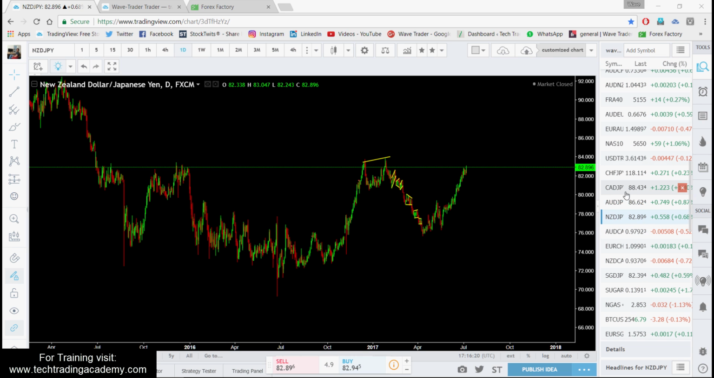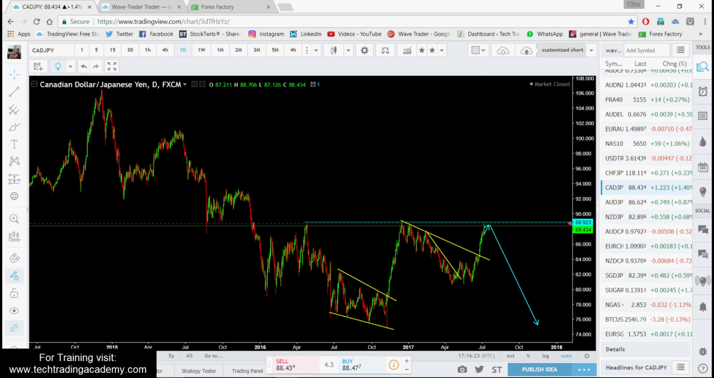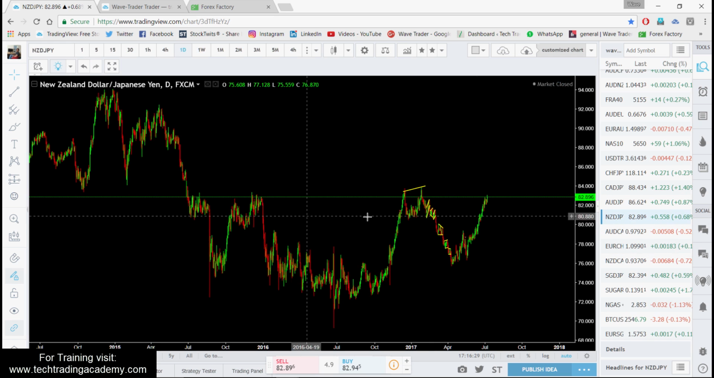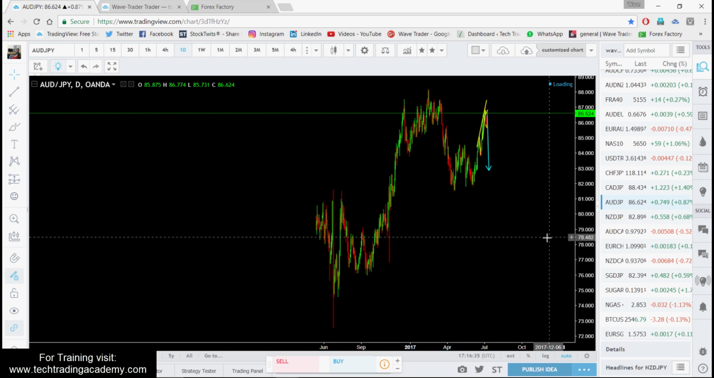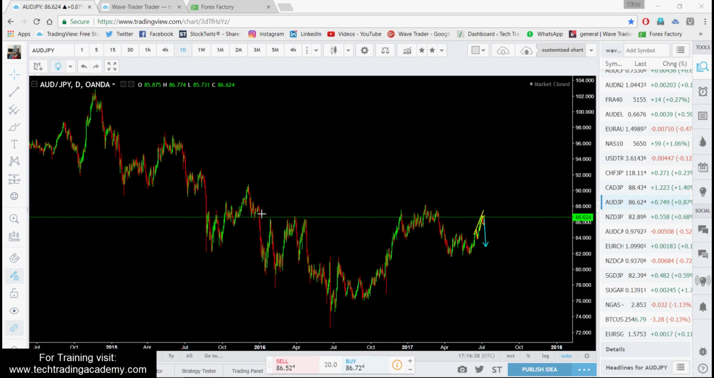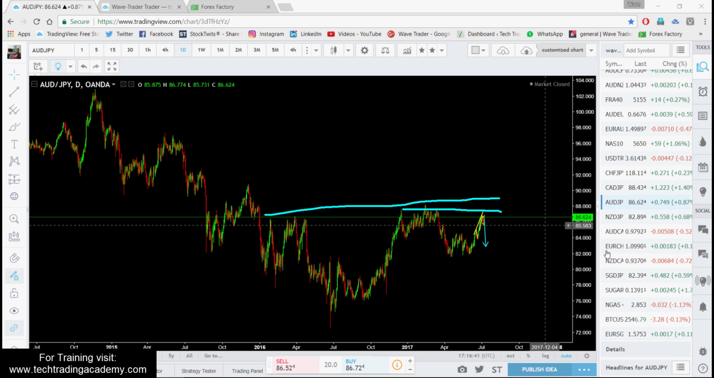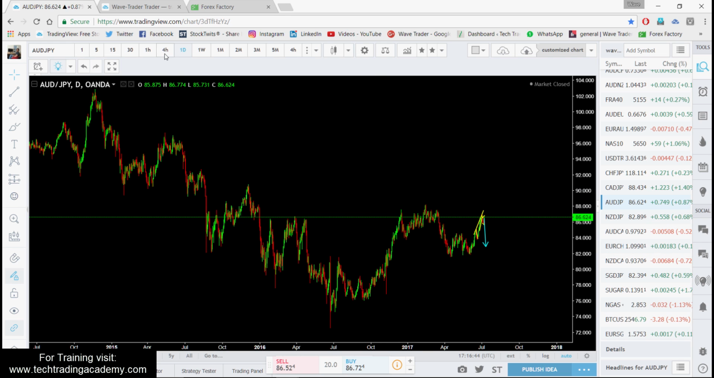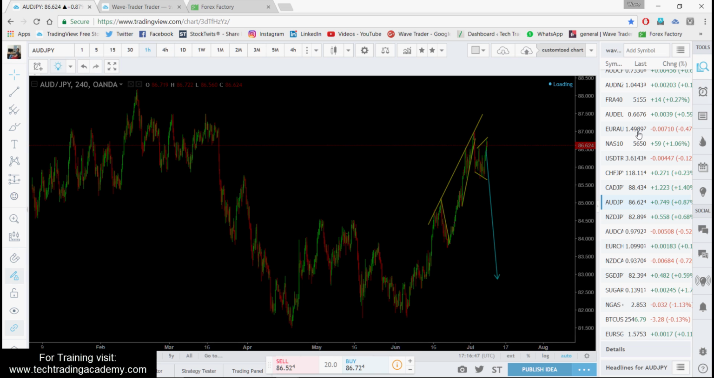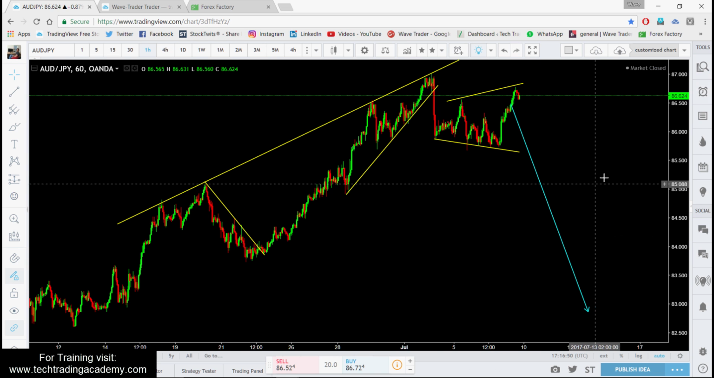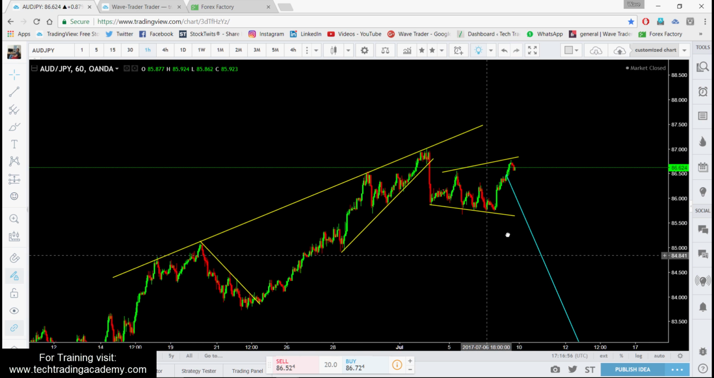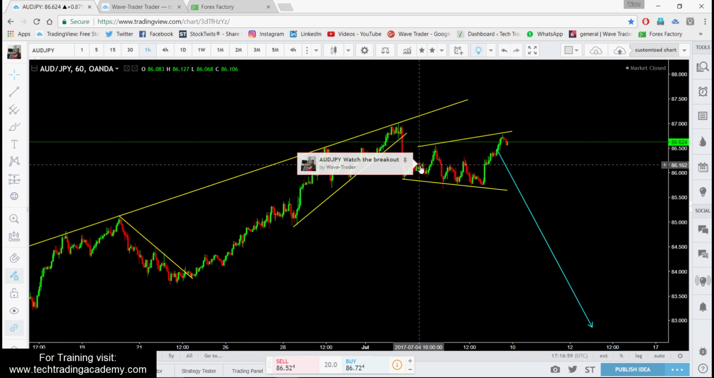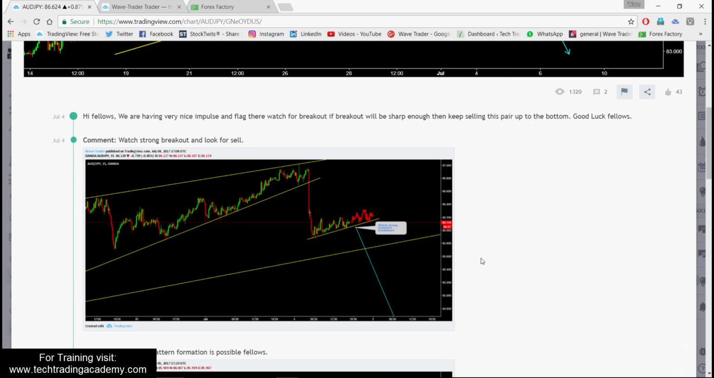All right, so let me show you. CAD yen, you can see hitting the top, this top. New Zealand yen is hitting that top, and Uzi yen is hitting that top. On Uzi yen we got some nice price action, but it looks like that impulse, that price action, is going to change. All right, so I will let you know on which place you can hold on.